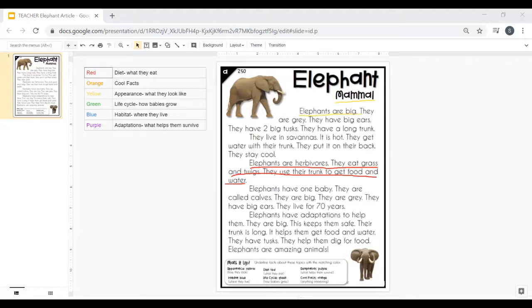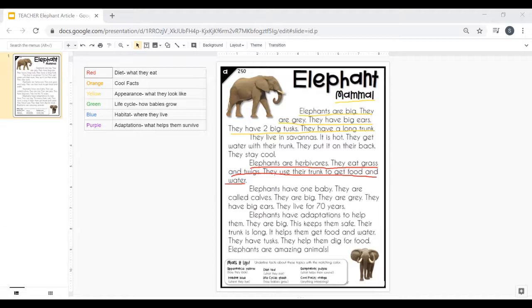Elephants are big, they are gray, they have big ears, they have two big tusks, they have a long trunk. I underlined these yellow because our table over here tells me that yellow is used for the appearance, what they look like. So let's move on to our next color, which is green.